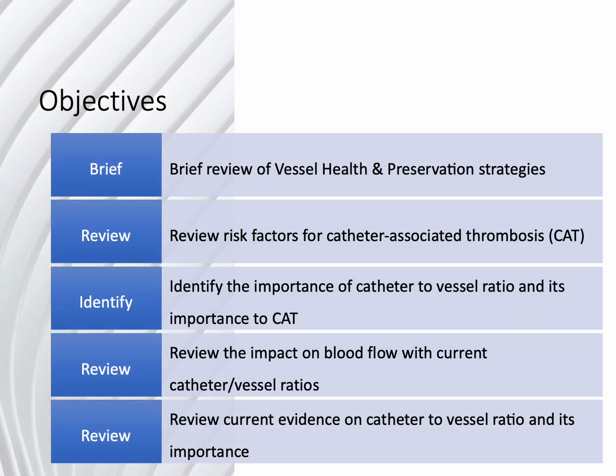The objectives for this session are to do a brief review of vessel health and preservation strategies, which is an underlying focus on many vascular access initiatives. Review the factors of catheter-associated thrombosis. Identify the importance of catheter vessel ratio and its relationship to catheter-associated thrombosis. We're going to review the impact of blood flow with current catheter vessel ratios, and also look at the current evidence on catheter vessel ratio and its importance.